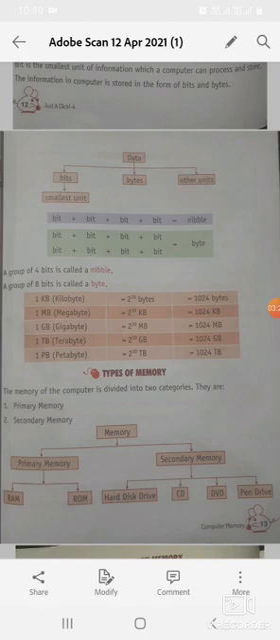Now, types of memory. The memory of the computer is divided into two categories. They are primary memory and secondary memory. As shown in the diagram, memory can be divided into two parts: primary memory and secondary memory. Primary memory is further divided into RAM and ROM, and secondary memory is further divided into hard disk drive, CD, DVD and pen drive.